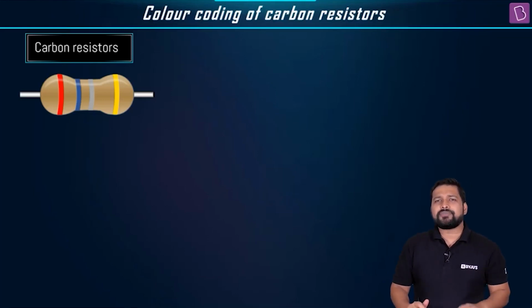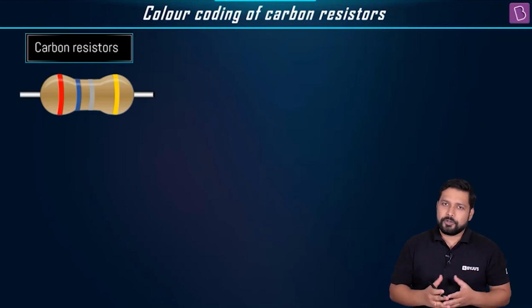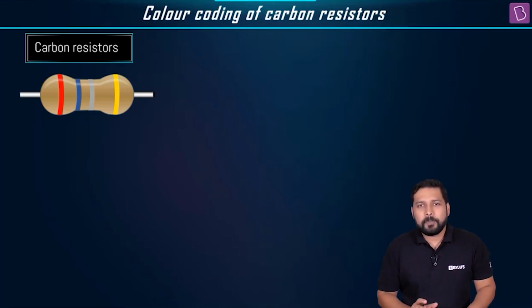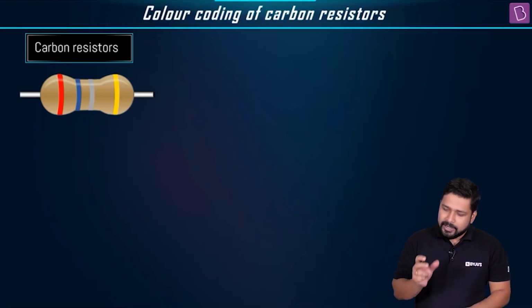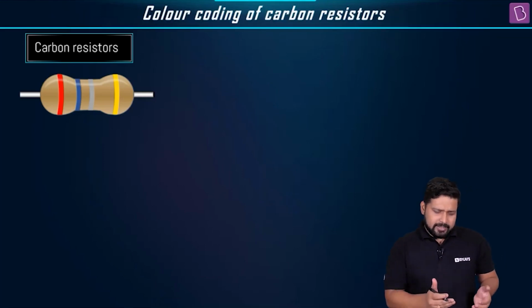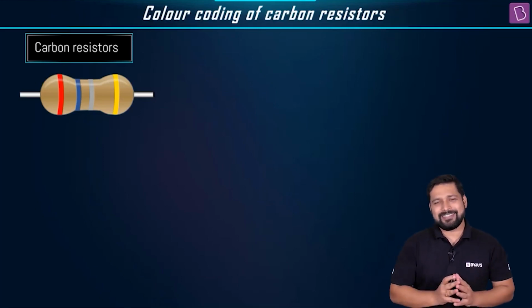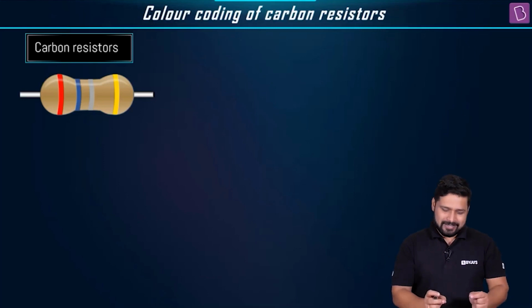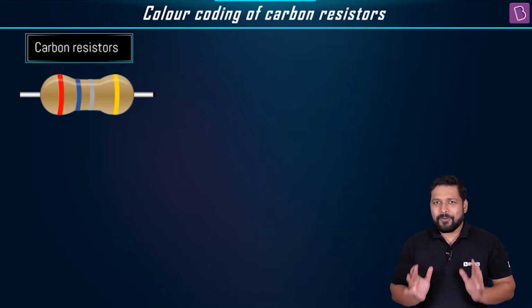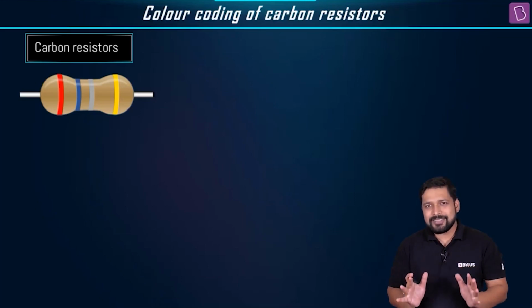If the size is very compact, it's very difficult to write the value on this small resistor itself. So that is why we follow a scheme, a color code, by which whenever you buy a carbon resistor, it is color coded, and by looking at the colors and by knowing the code, you will be able to find the exact value of the resistance of any of the carbon resistors. All right, so that is why carbon resistors are color coded.